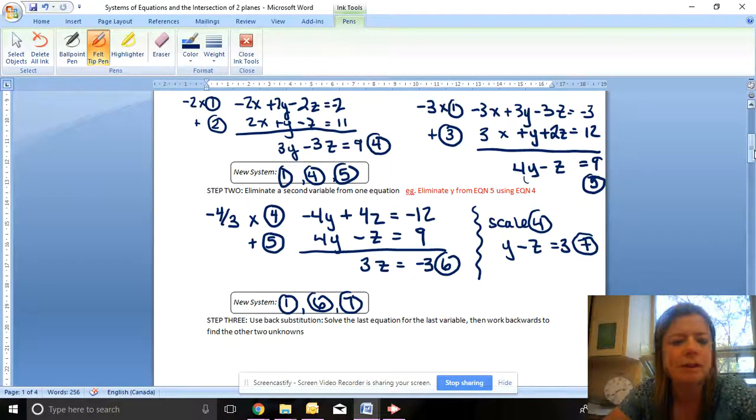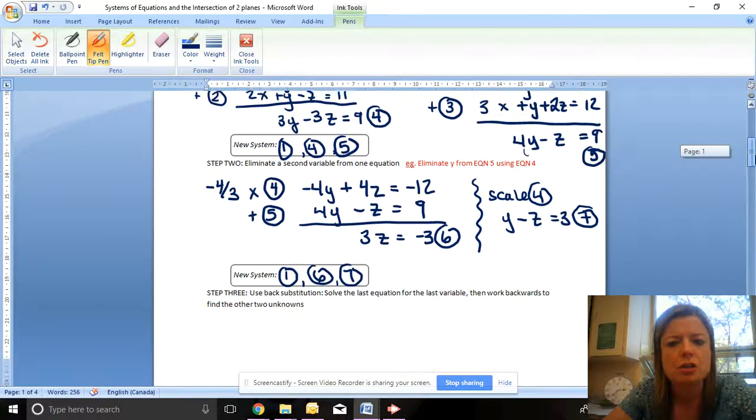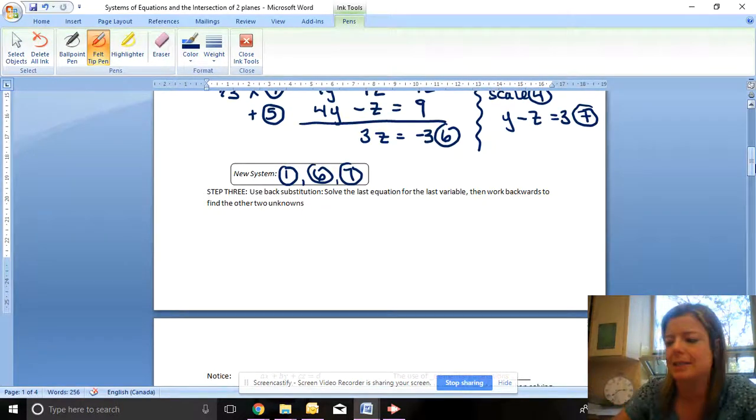So now we use something called back substitution. So notice that looking at equation 6, I can solve for z. So z is equal to negative 1. That's from equation 6.